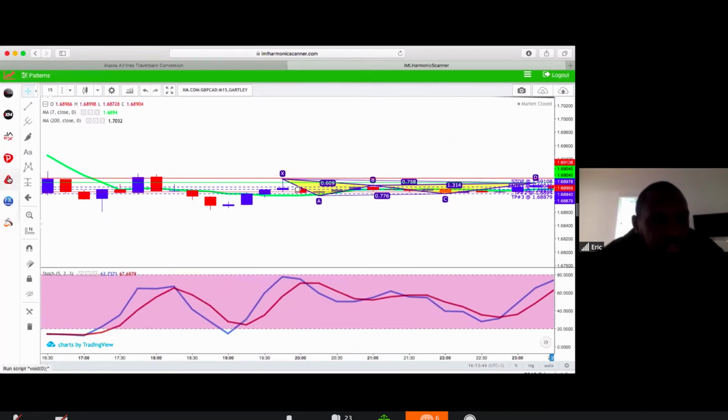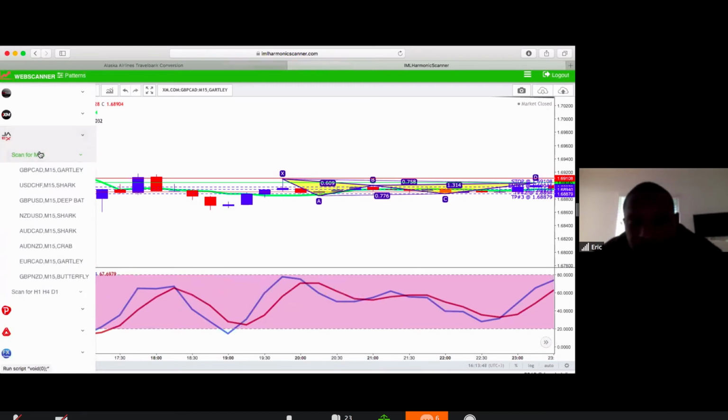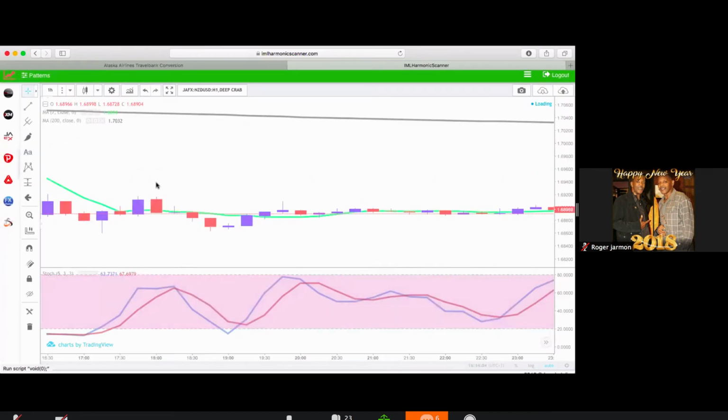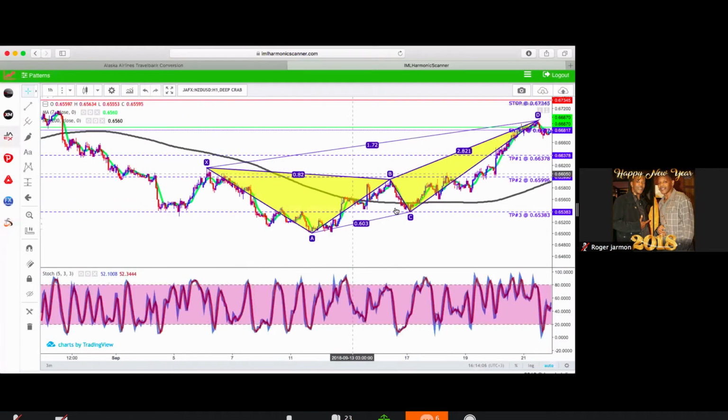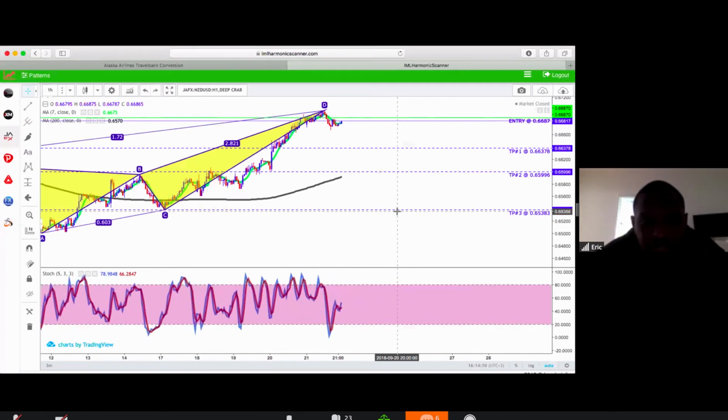Let's look at something else real quick. All right, somebody give me a pair. Somebody give me one of your favorite pairs. Anybody have a favorite pair they like to trade? Nobody got a favorite pair? NZD USD. Okay. NZD USD. We got the crab on the NZD USD.